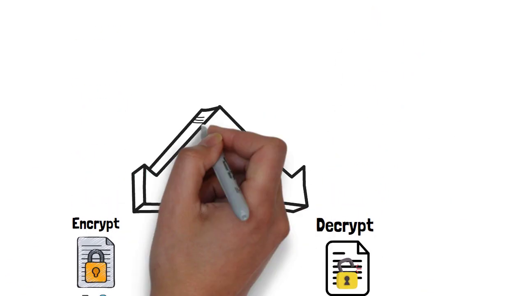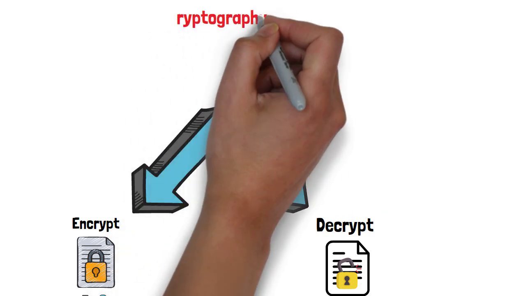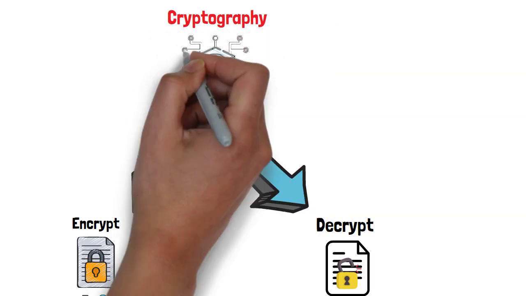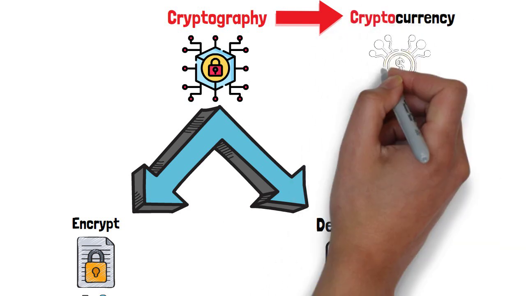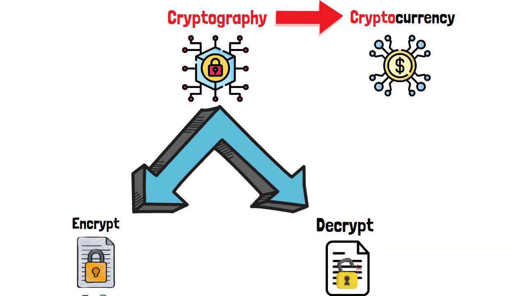The science of encrypting and decrypting is what is called cryptography, which basically means secret writing. Cryptography was used to make cryptocurrencies possible. But before we get to that, let's see how cryptography is used today to exchange information.